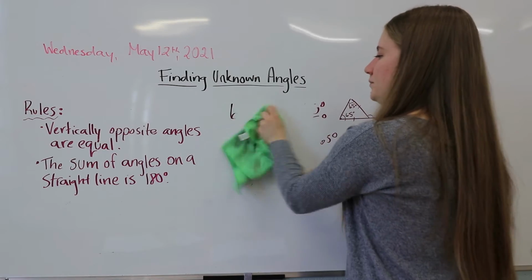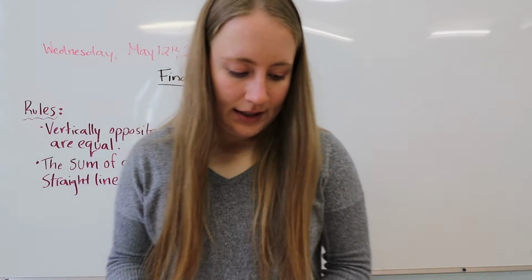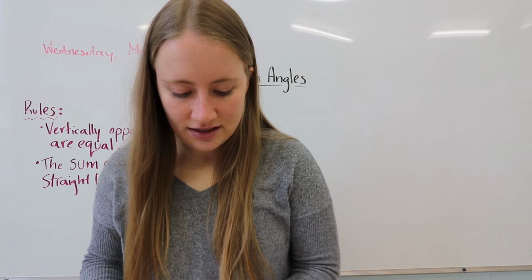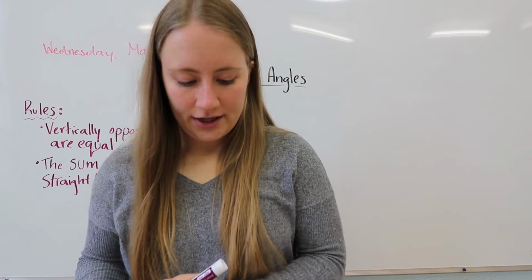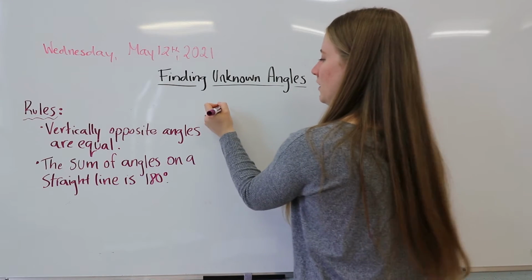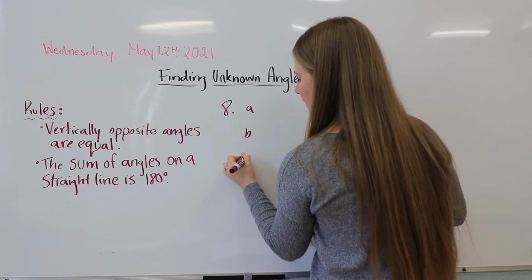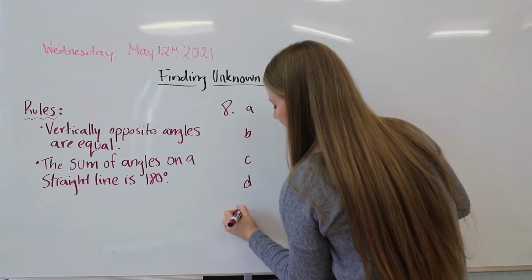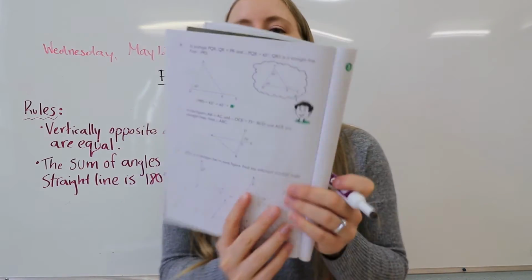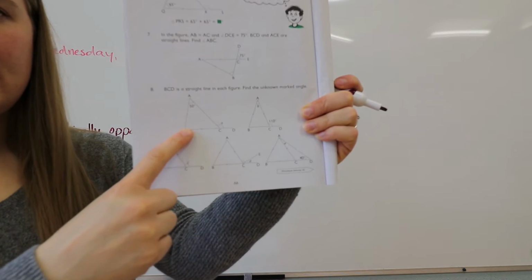Okay, so it's telling us that BCD is a straight line in each figure, and it's asking us to find the unknown marked angle, okay? So they're all labeled. So we're looking for angle A, B, C, D, and E, okay? They're marked with small letters. So let's start with this one. Let's figure out how to find angle A.